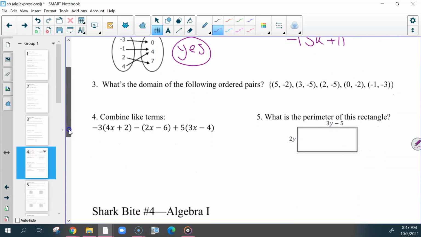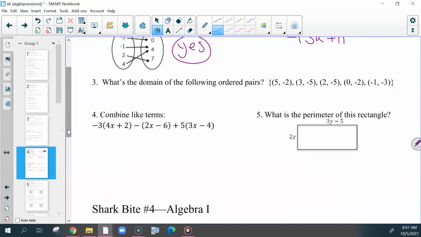For number 3, you had to find the domain. Because they gave you ordered pairs, you had to list them least to greatest. What were those numbers least to greatest? So you guys can say them out loud. Negative 1, 0, 2, 3, 5. To make sure those are least to greatest.